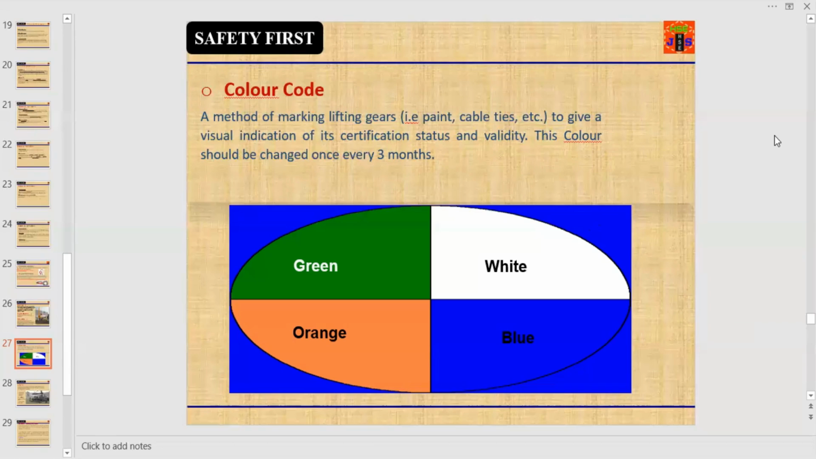Dear friends and fellows, color coding is also important in lifting safety, especially for lifting gears. Method of marking lifting gears: for example, the use of painting, cable ties, or special cloths to give a visual indication of its certification status and validity. This color should be changed once every 3 months.